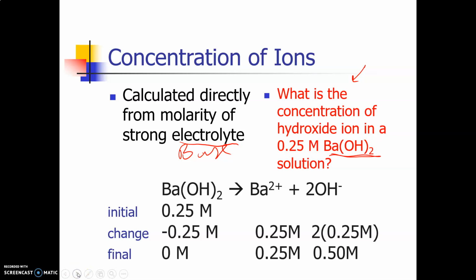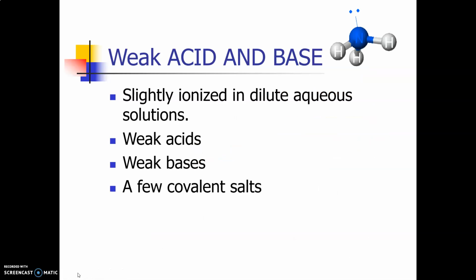And at the end of the reaction, here's what happens. At the end of the reaction, as usual, the concentration of barium hydroxide is 0 because it is completely ionized in the solution. And the barium ion has the same concentration as the base. And the concentration of hydroxide is actually double because you have 2 moles of OH.